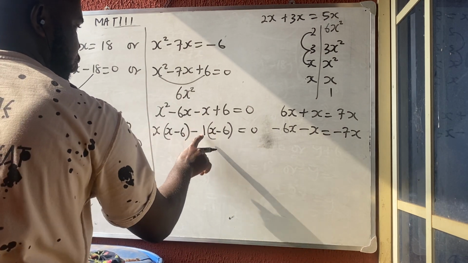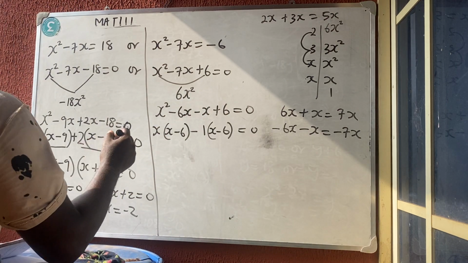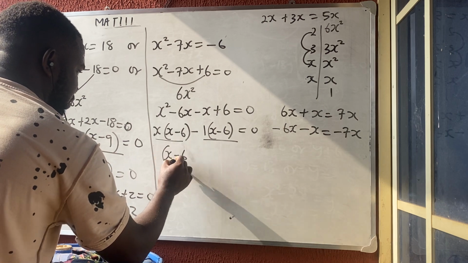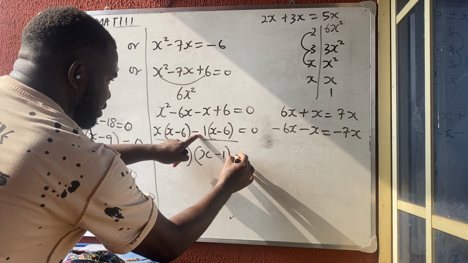1 times this is x. 1 times this, minus minus plus, 1 times this is 6. So it's correct. So the next line is, what is common between this line and this line? x minus 6 is common. Then what is remaining? x minus 1 is remaining, is equal to 0.